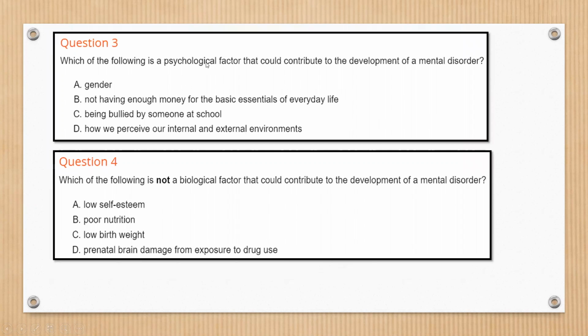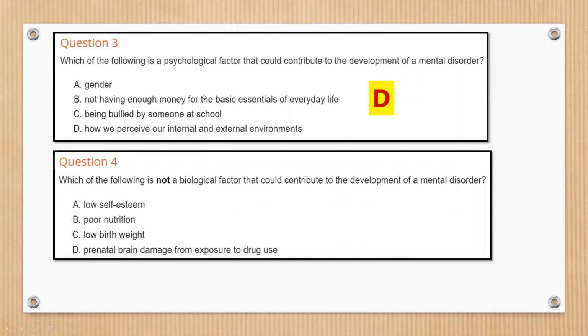Which of the following is a psychological factor that could contribute to the development of a mental disorder? So again, psychological factors are related to ourselves, internal things, like our feelings and our thoughts and our emotions. So through a process of elimination, you would come to the idea that it is D, because how we perceive our internal and external environments is related to how we judge. Okay, our judgments are an internal thing, because how you judge something comes from within you as a person.